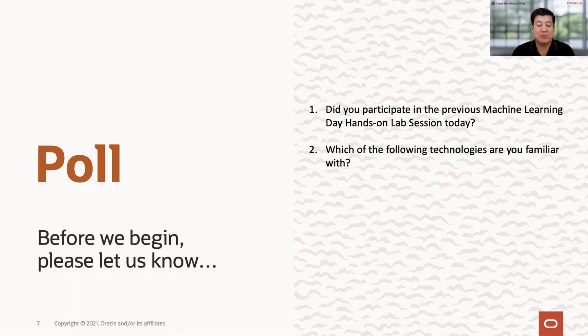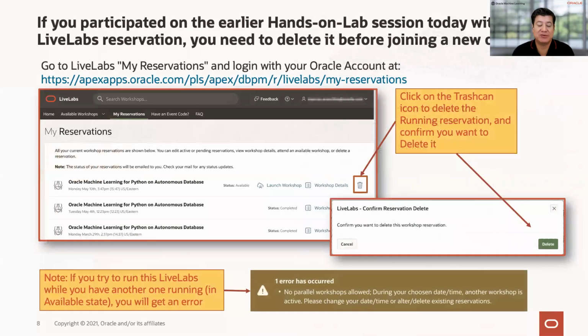So to begin then, for the people that joined the previous session, you're going to have to go back to your My Reservations, and click on the trash can to cancel that reservation. If you look at my screen here, you have that session and the last session that is running. The status is going to be available, because the original timeline for that workshop is going to last, I think, 4 hours. That's the standard that we have there.